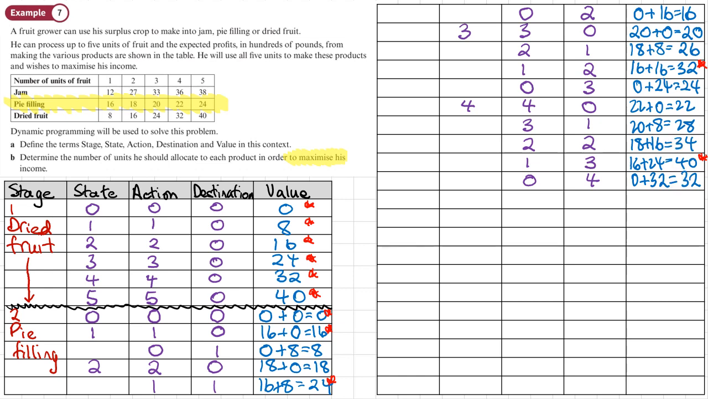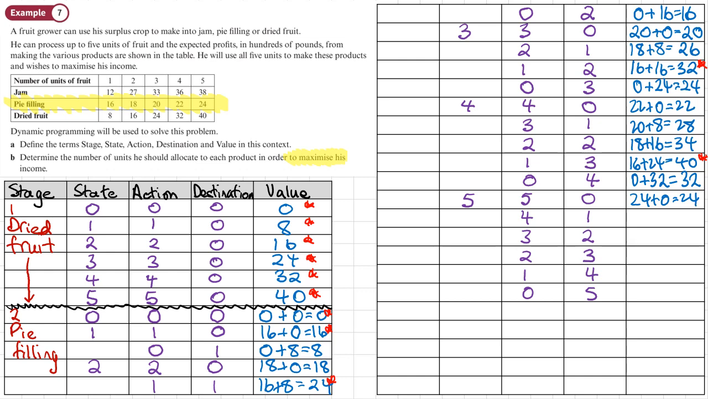Okay, moving on to the next state, which would be 5. So there are 5 units available. So we could use up all 5, pass on none; use up 4, pass on 1; 3, 2; 2, 3; 1, 4; or use up none and pass on all 5. Right, let's work out the values. So 5, 0 would be 24 plus 0, which is 24.